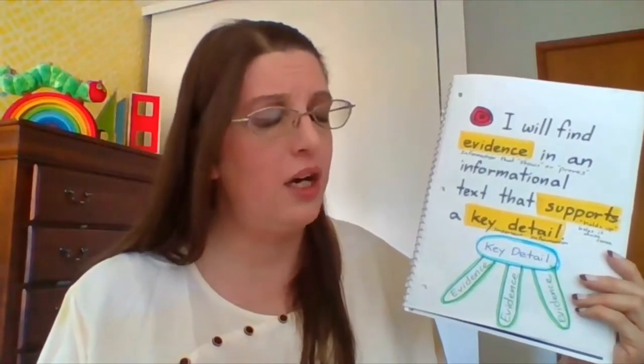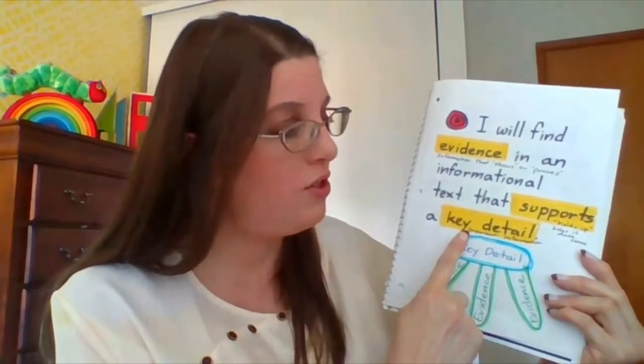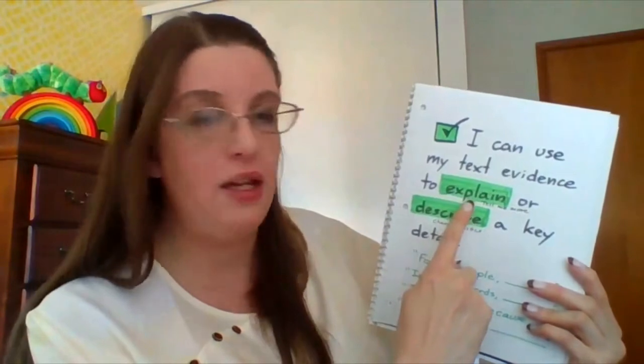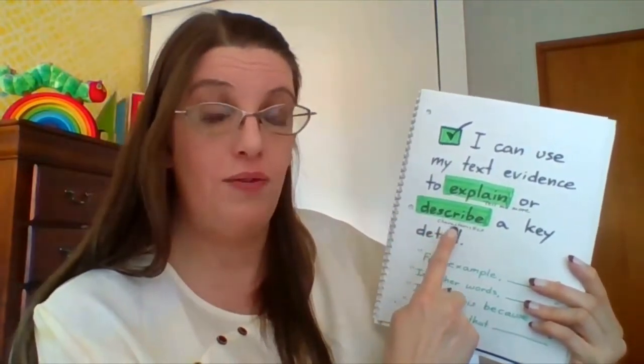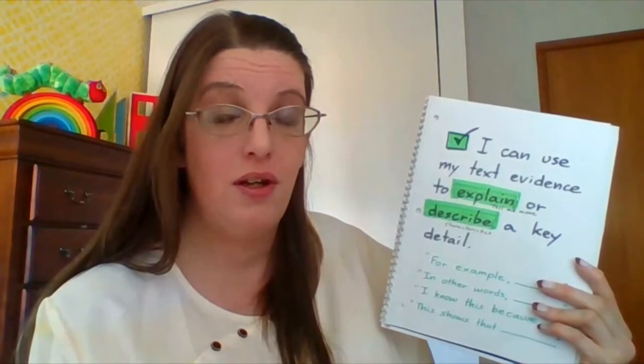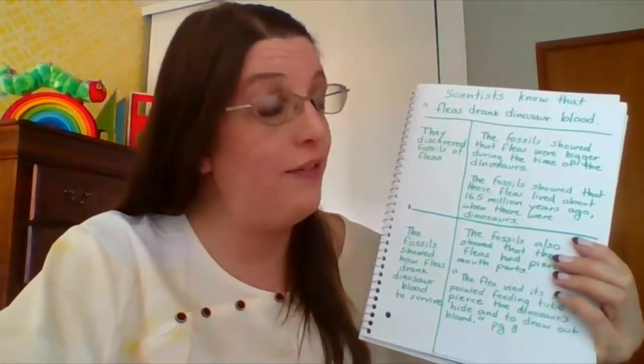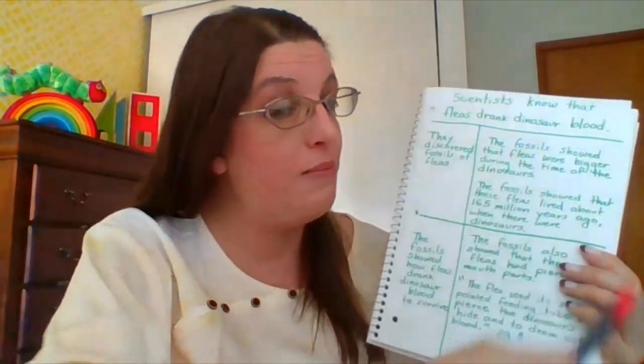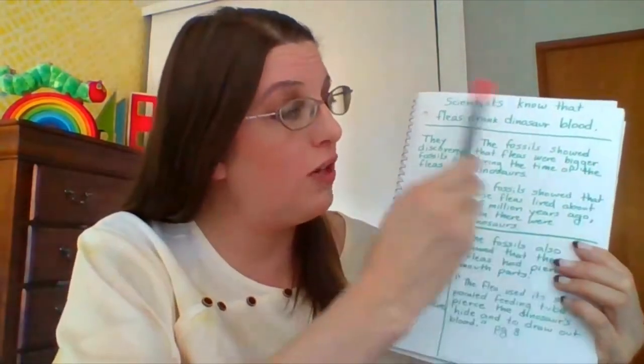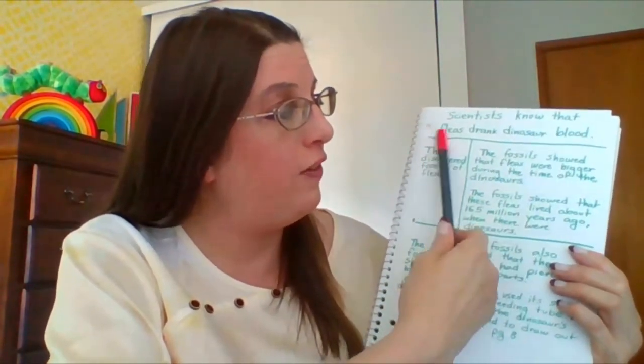Let's see if we're meeting our learning target and success criteria. Did we find evidence that supports our 2 key details? And does the evidence explain or describe more information about those key details? When we look at our graphic organizer, everything should support everything else. So everything in these bottom sections should be explaining or describing this topic up here at the top. Scientists know that fleas drank dinosaur blood. How do they know that?